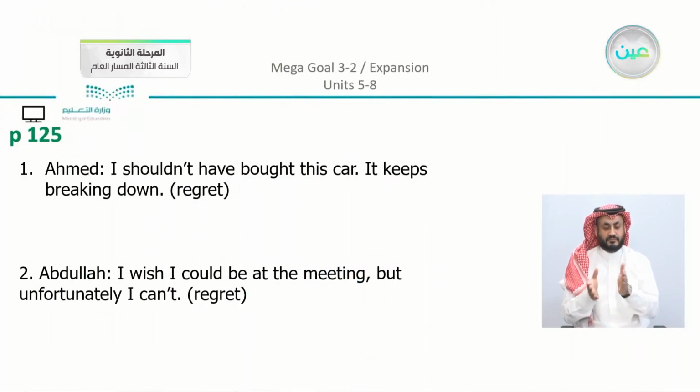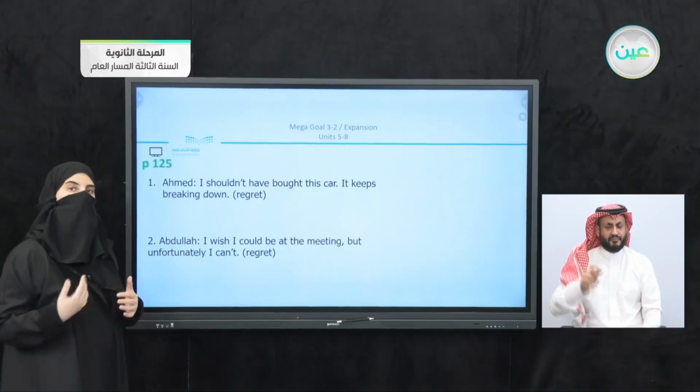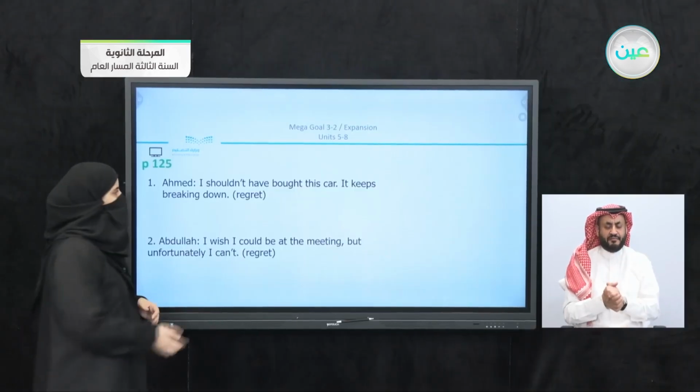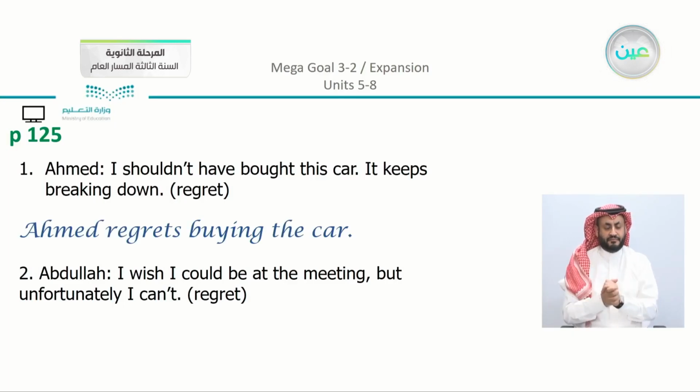Now, we are going to start. We have the first one, Ahmed. Ahmed said, I shouldn't have bought this car. It keeps breaking down. Now here we have the verb regret. He bought something and he regrets buying it. We can see here the sentence, Ahmed regrets buying the car.